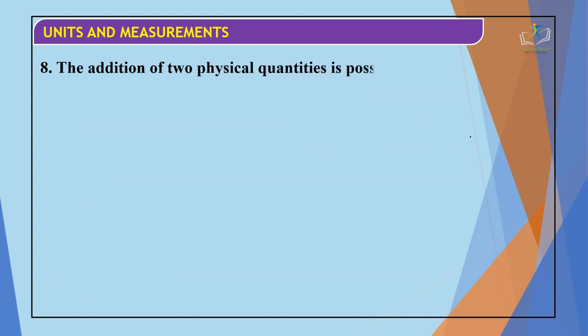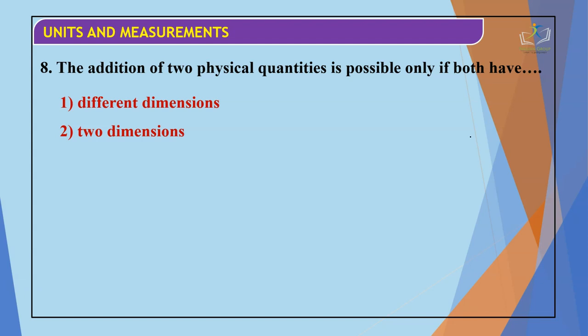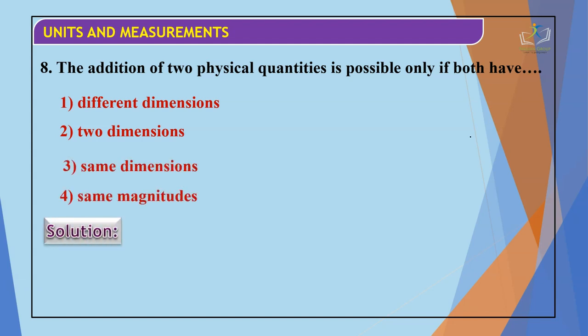Next we have a question. The addition of two physical quantities is possible only if both have different dimensions, same dimensions, or same magnitudes. So the conceptual part is that the addition of two physical quantities is possible if they have the same dimensions.